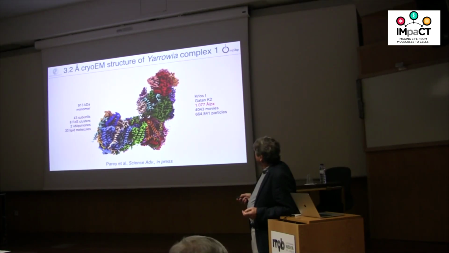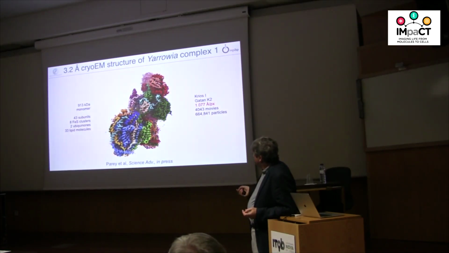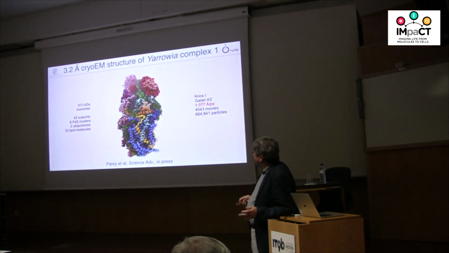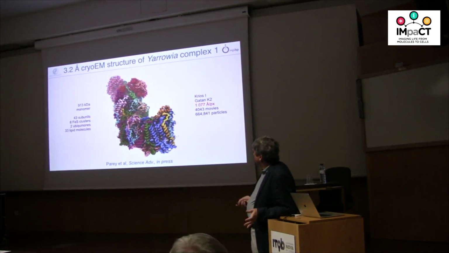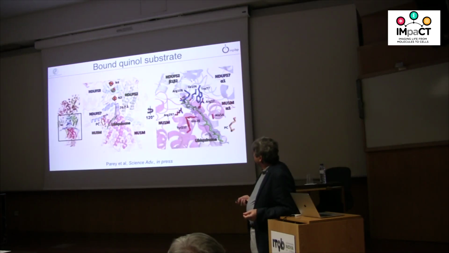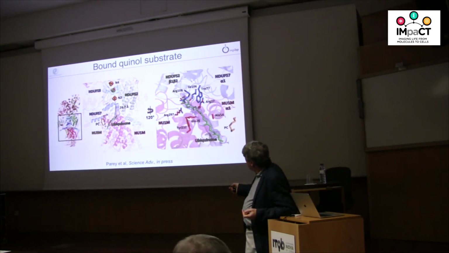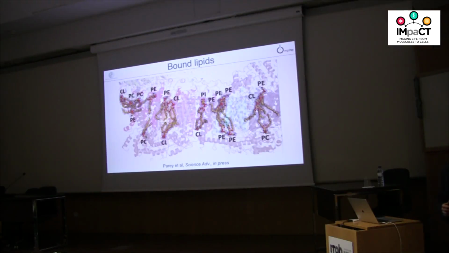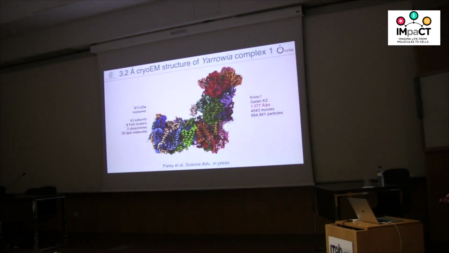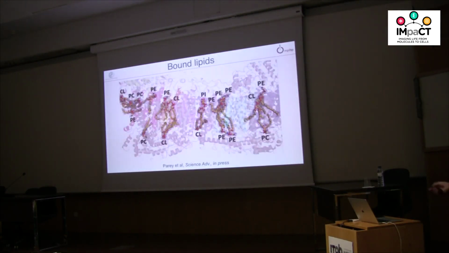So this is the 3D map. Again, it's a very good quality map, 3.2 angstrom. You can see every side chain. You can build the whole model with great confidence. And this is now the quinol binding site here, and the quinol sits in the pocket, and it needs to pick up electrons from this wire. A very interesting question. So this is the complex 1 structure, and this is some of the lipids around the membrane. There are 5 cardiolipins here. We knew cardiolipin was there, it's important, and now we can see where they are.